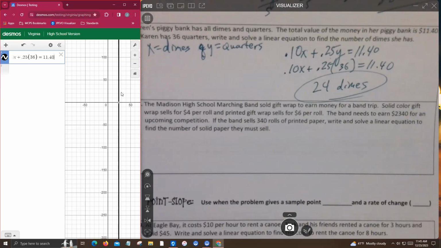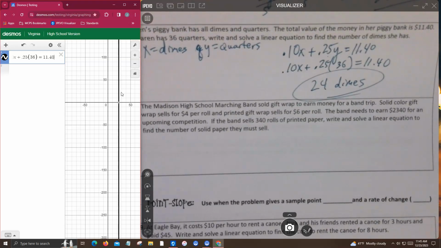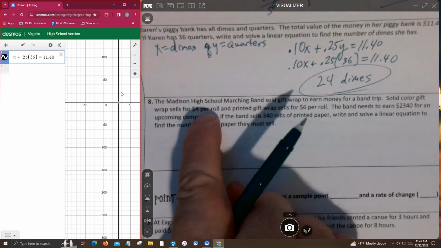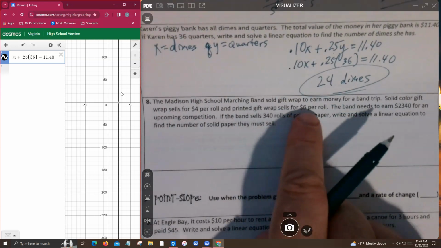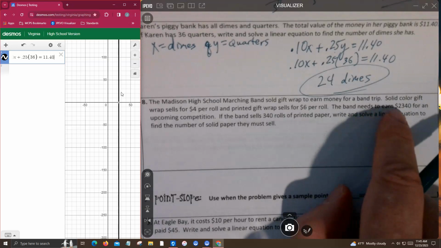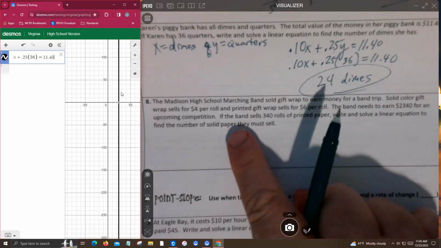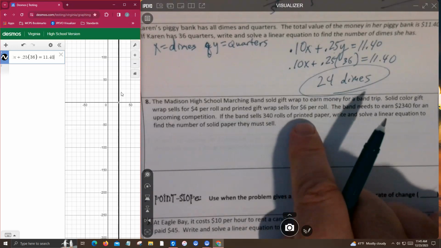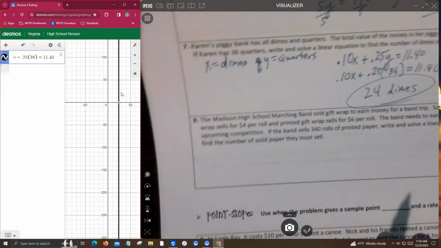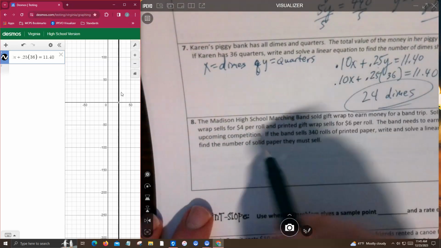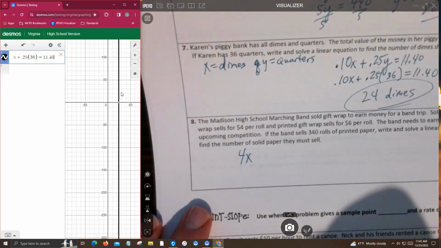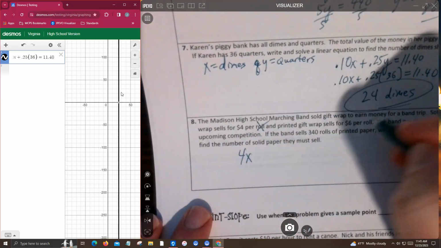Okay? 24 dimes. All right, last one. Madison High School marching band sold gift wrap to earn money. Solid color gift wrap sold for $4 per roll. And the printed gift wrap was selling for $6 per roll. All right. The band needs to earn $2,340 for a competition. Then they sell 340 rolls of printed paper. How many rolls of solid paper? All right, so that means we're going to make $4 per solid roll, which is X. Again, X here, Y here.